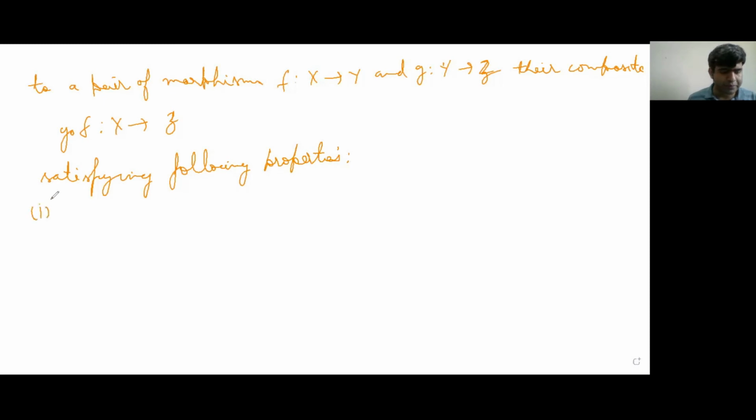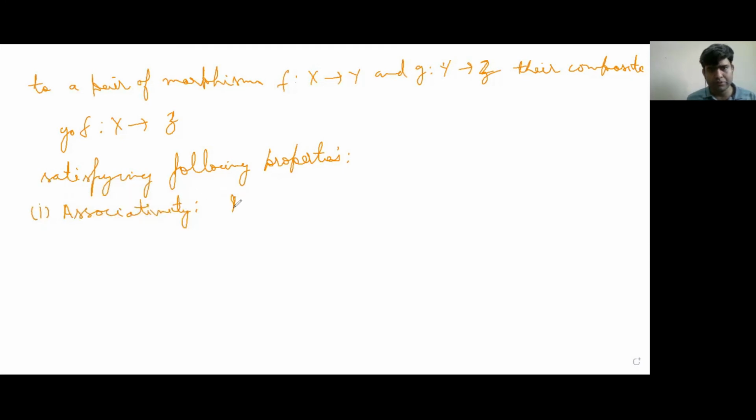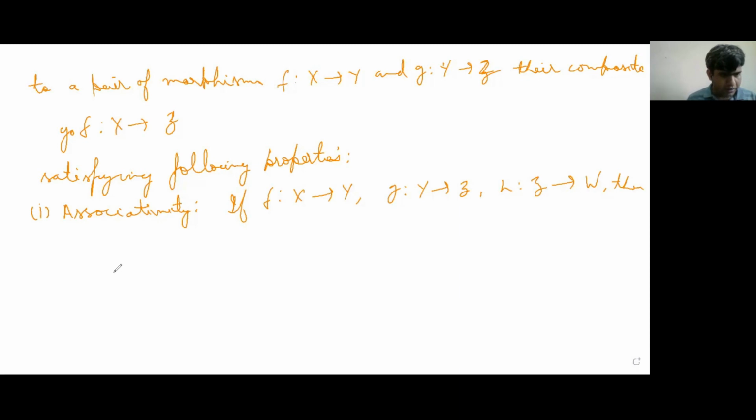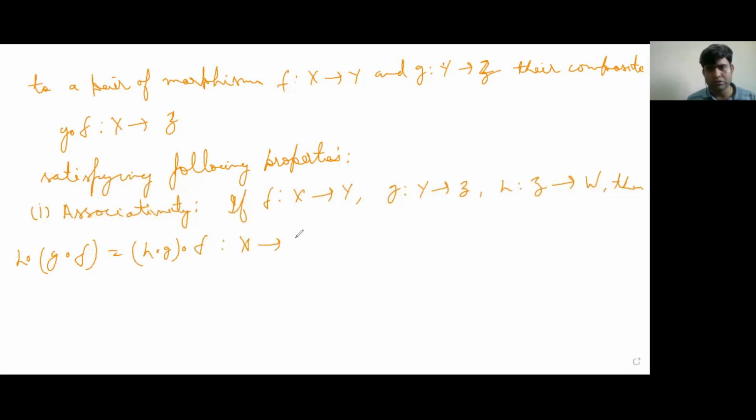First is associativity. So if f is from x to y, g is from y to z, and h is from z to w, then we have (f composed with g) composed with h equal to h g f, which is from x to w.